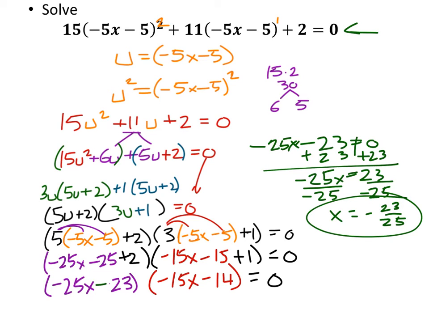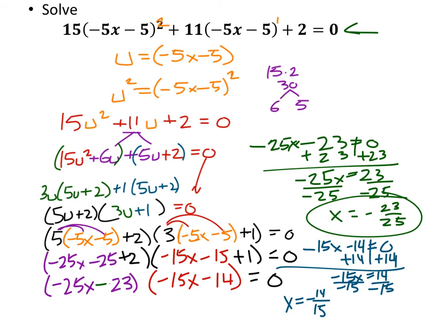But also, if I could get that negative 15x minus 14 to equal 0, then it would also still give me a true statement. So solving this one, there's my second answer. And again, you should go back and check that. Just plug it into your calculator real quick, and it'll spit out the answer for you.